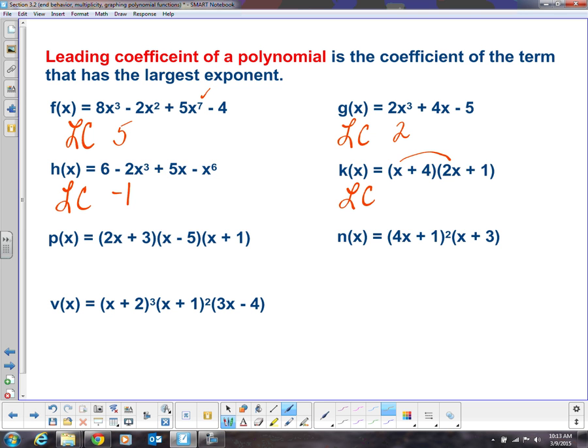Because that's going to be 2x squared, so the leading coefficient is 2. What is this one going to be? It's going to be 2x times x, which is 2x squared times x, which is 2x cubed, so we got 2. What about this one?